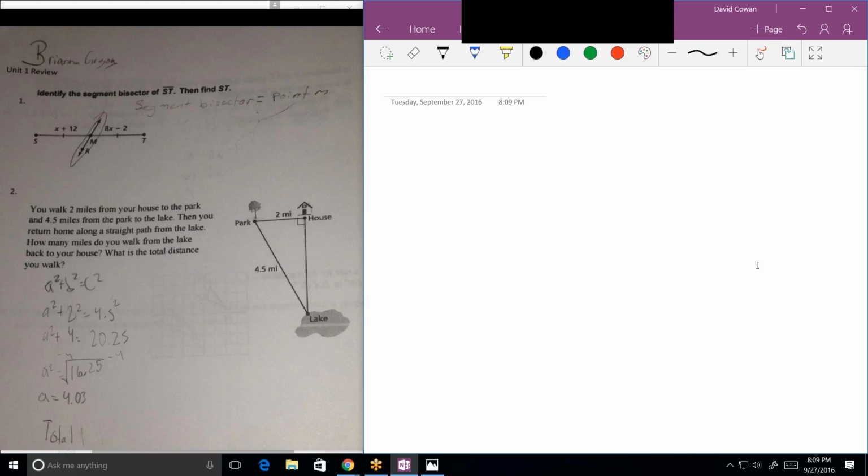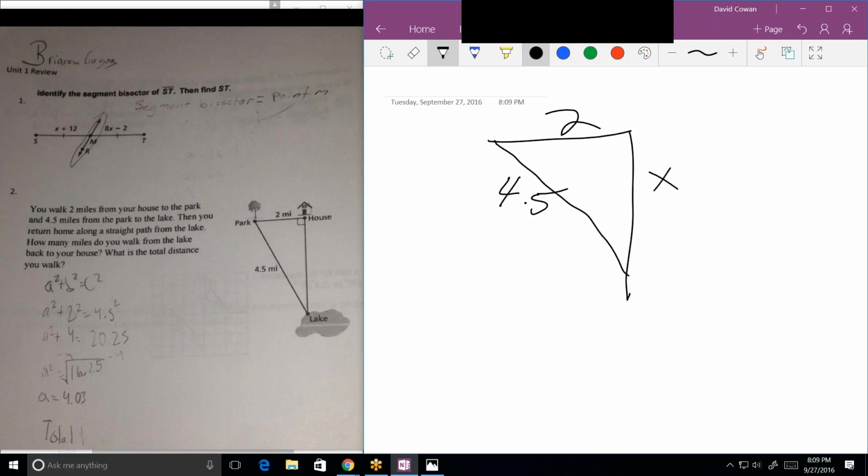Problem number 2. Well, I figured out that one. I was going to say it's just a triangle problem disguised as a word problem. In other words, no different than if I just drew a triangle and dimensioned it and I said, what is this dimension right there? That's what it's asking for.